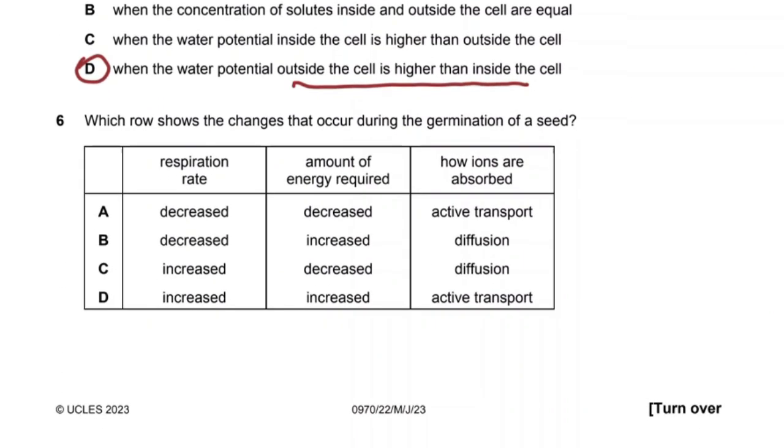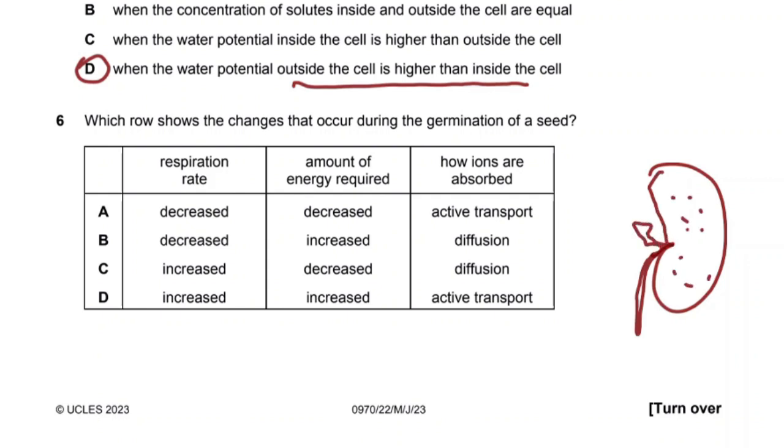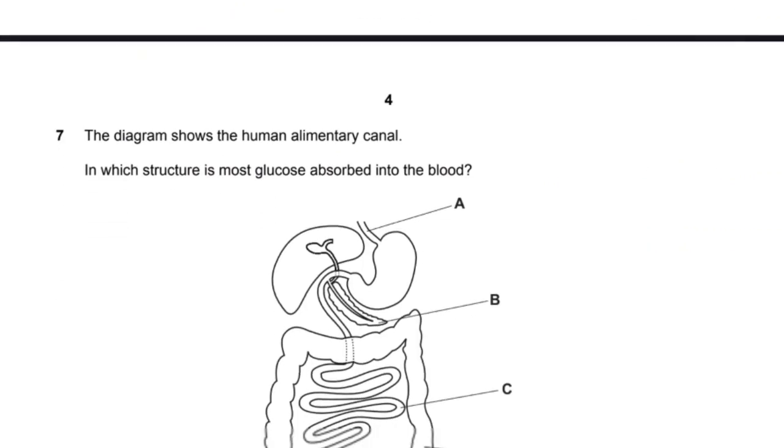Which row shows the changes that occur during germination of a seed? When a seed starts its germination, the radicle and plumule are formed. The stored food breaks down and then the respiration rate increases. So we have this option, the respiration rate increases. The amount of energy requirement will decrease and the ions are absorbed, because ions will move to the radicle and plumule by diffusion. So C is the right answer.